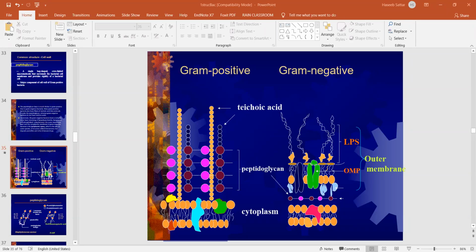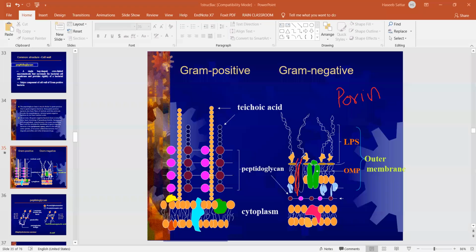Along with that, the outer membrane of a gram negative bacteria also contains small channels. Channels mean small holes, small channels that are known as porine channels. These are the small spaces.